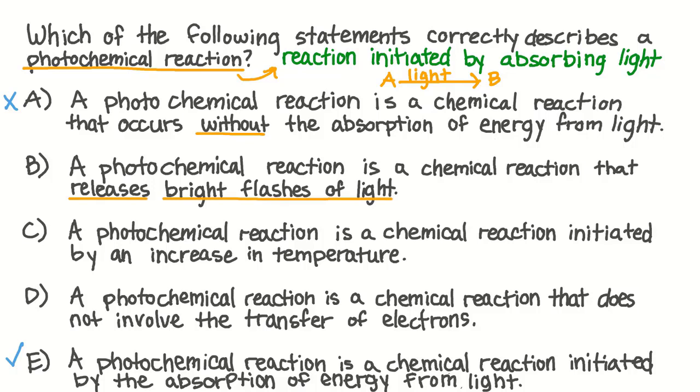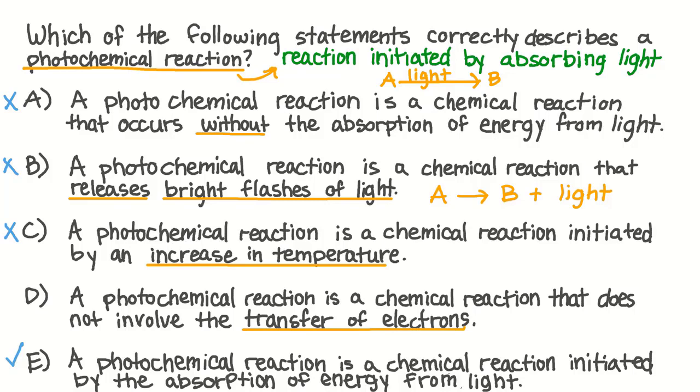Our next answer choice says that a photochemical reaction releases bright flashes of light. There are plenty of examples of chemical reactions that produce light. There are certain species of jellyfish that are able to bioluminesce, or glow, for instance. But these types of reactions would essentially have light as a product. They wouldn't require light in order to react. The next answer choice is about an increase in temperature. There are plenty of examples of reactions that are initiated by absorbing energy from an increase in temperature. But we're specifically talking about reactions that are initiated by absorbing energy from light.